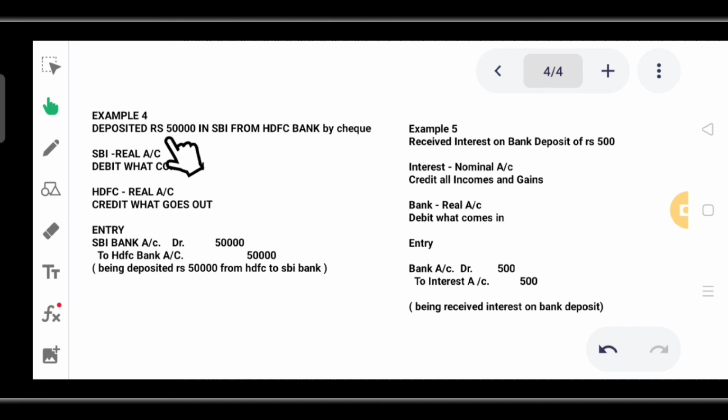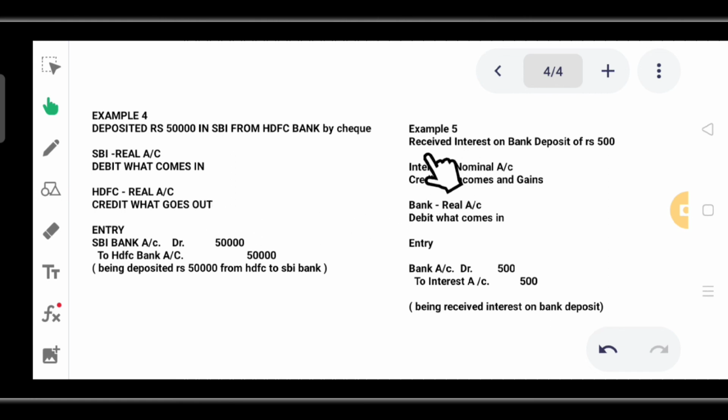Here deposited 50,000 in SBI. So the money, where is it going? Inside. It is going inside SBI. So debit what comes in. So SBI is debit, what comes in. From HDFC it is going out. So credit what goes out. So the entry is SBI bank account debtor 50,000 to HDFC bank account 50,000, being deposited rupees 50,000 from HDFC to SBI. SBI money is going in, so debit what comes in. Obviously it is going out from HDFC, so credit what goes out.